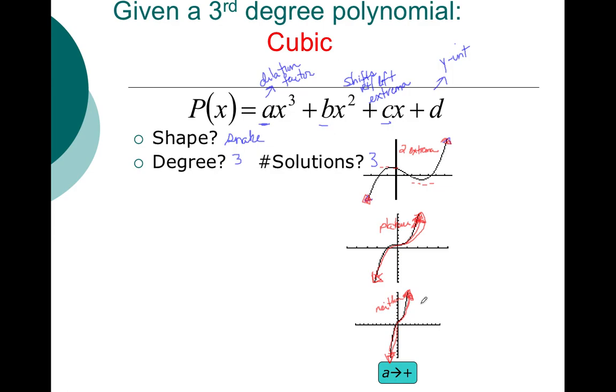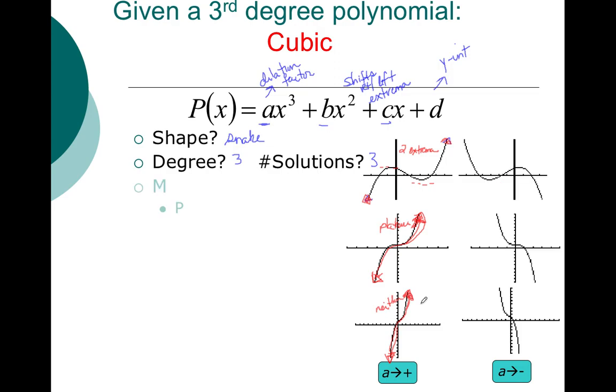Can you guess what happens when the dilation factor is negative? I still get 3 snakes, but I start high and end low. This cubic function decreases to a local min, increases to a local max, and then decreases.